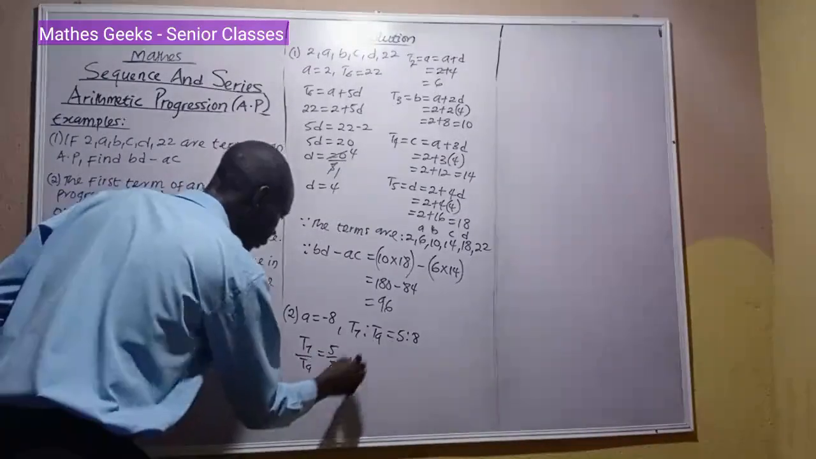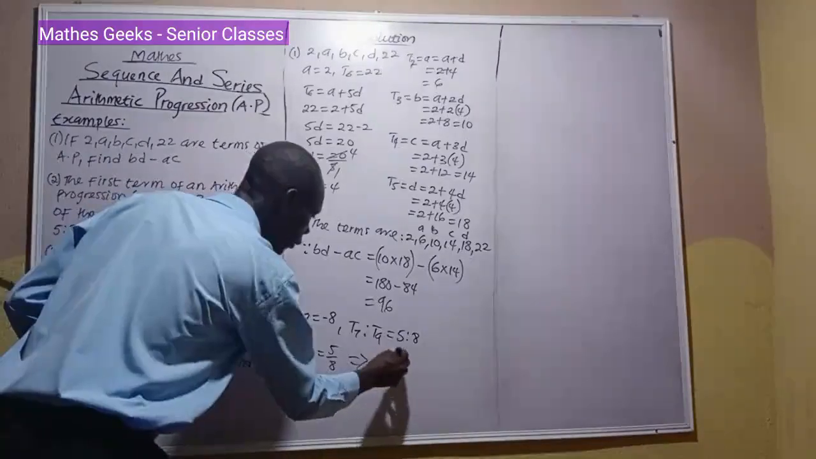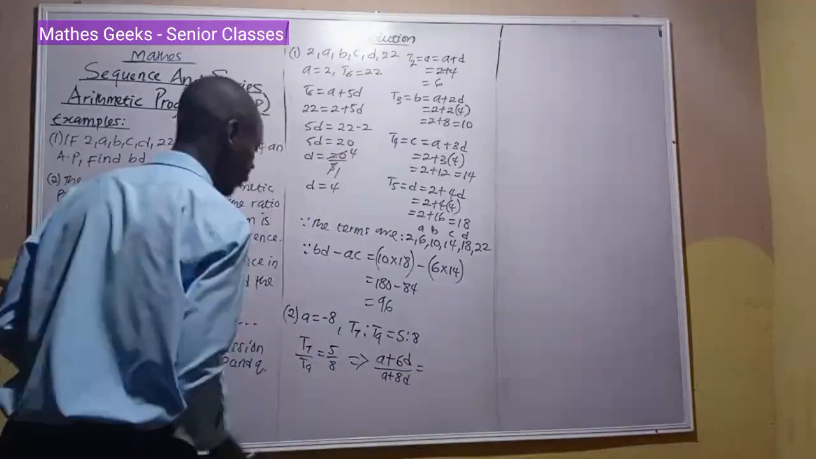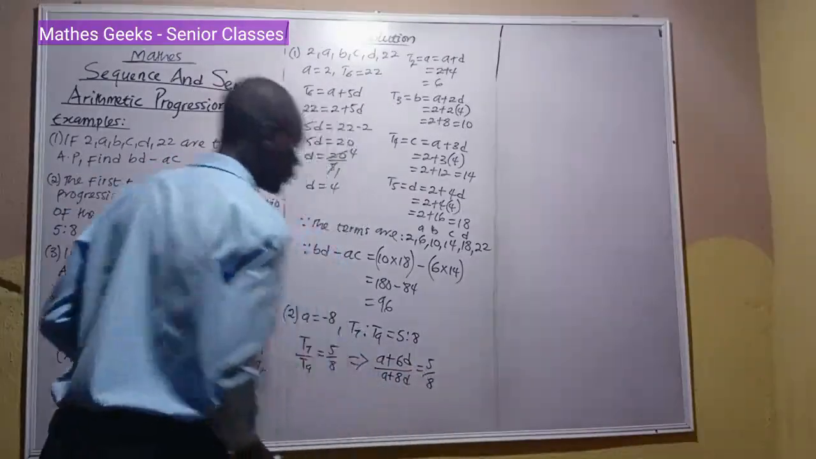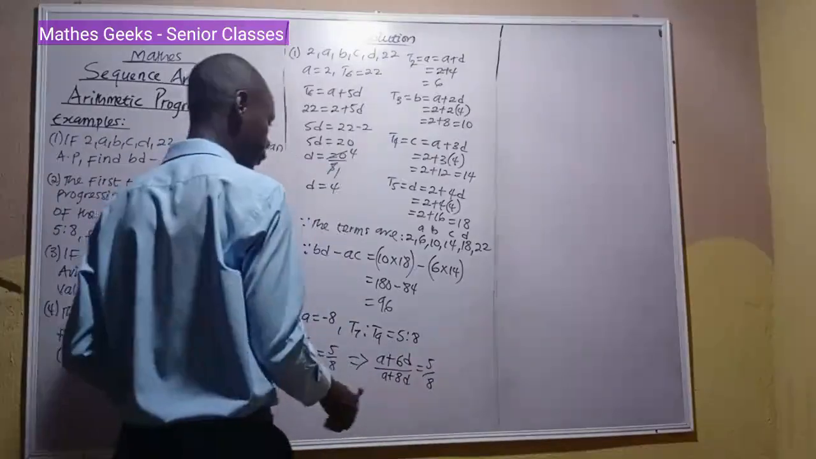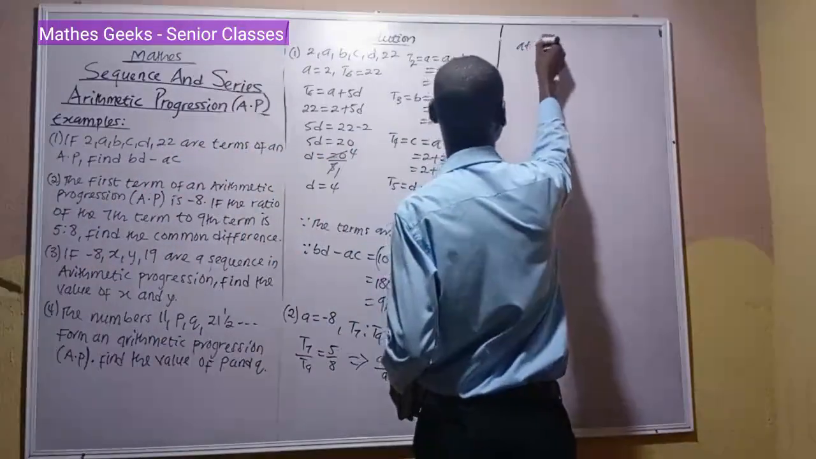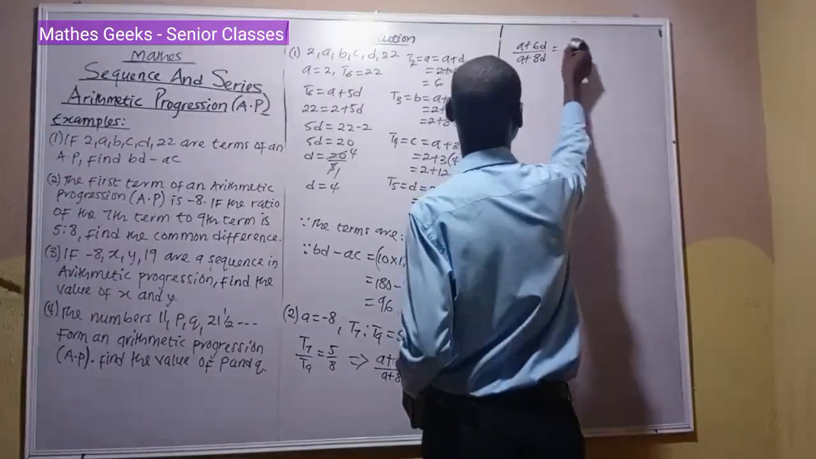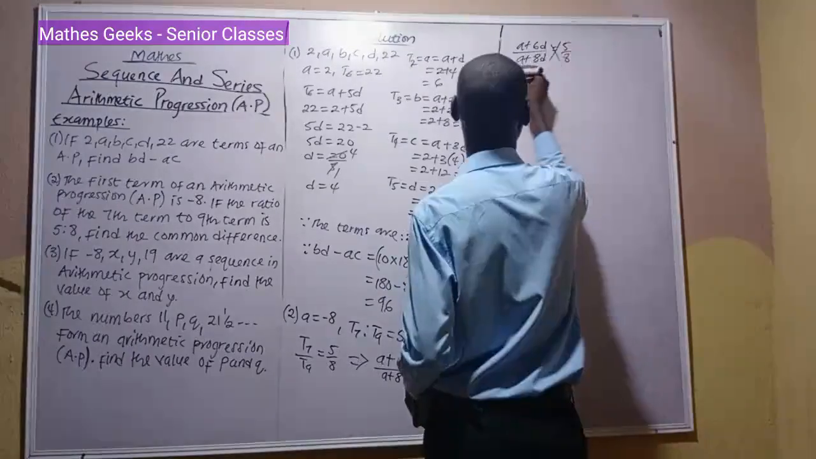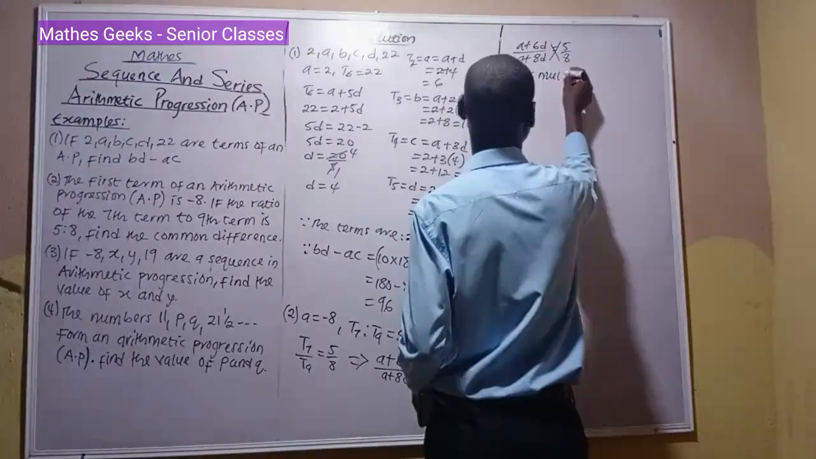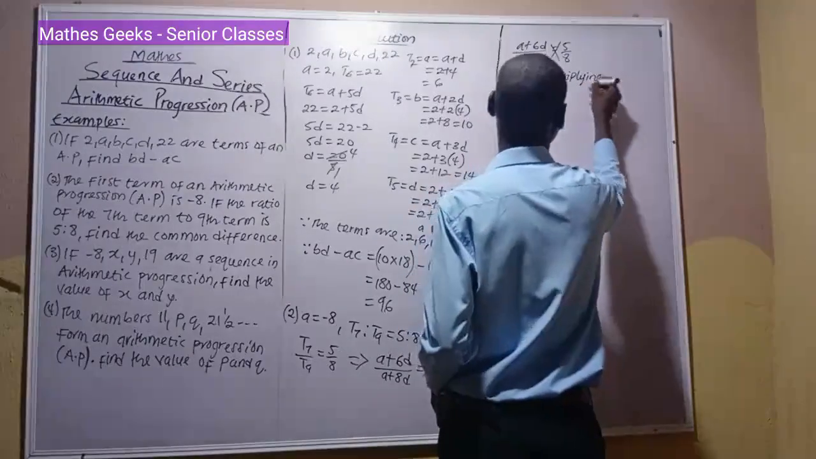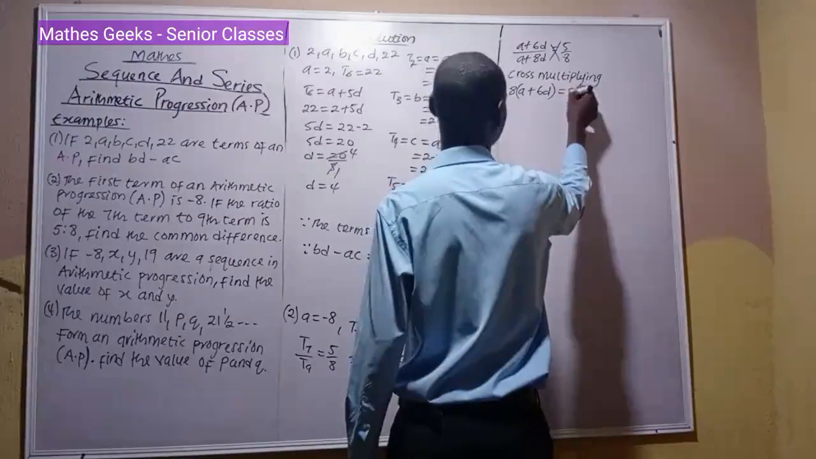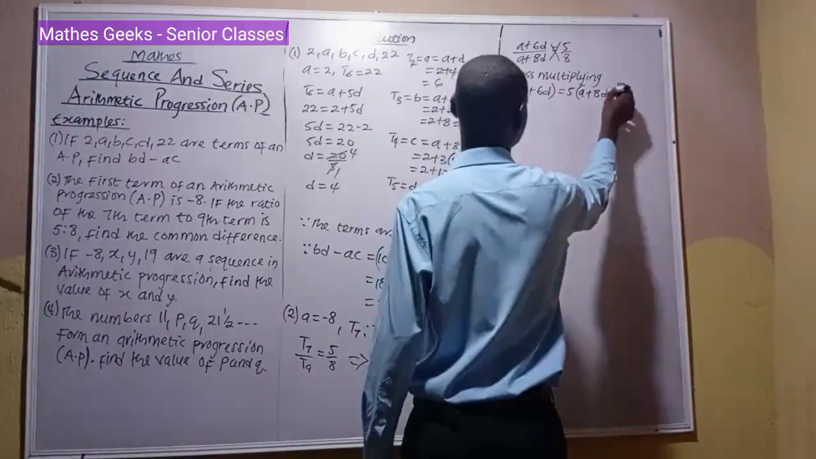This implies that T7 is A plus 6D over A plus 8D is equal to 5 over 8. So let's cross multiply. A plus 6D over A plus 8D equals 5 over 8, cross multiplying, we're going to have 8 times A plus 6D is equal to 5 times A plus 8D.